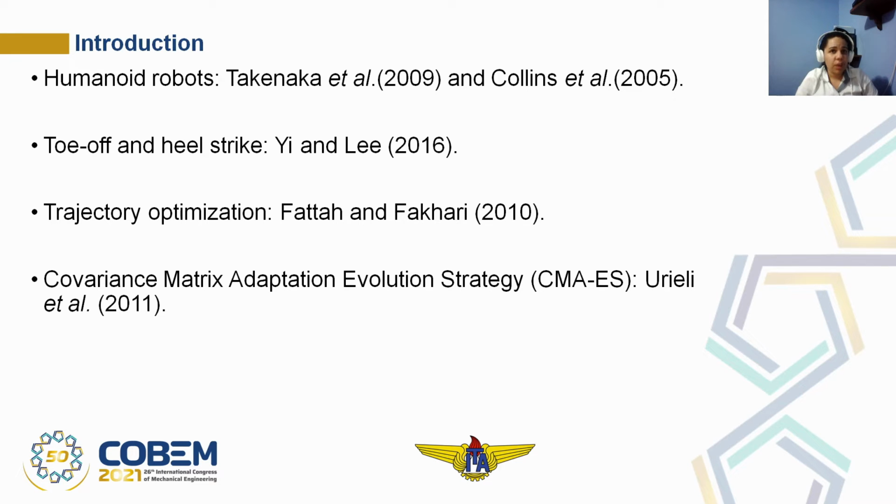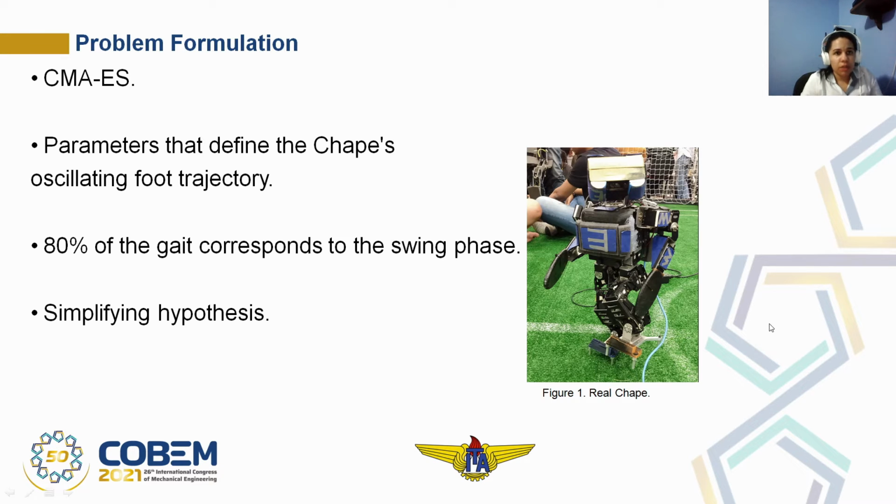Fatah and Facchini employed polynomial interpolation to optimize the position and angle of the oscillating leg foot for less energy expenditure. We use the covariance matrix adaptation evolution strategy because it is used to study humanoid movement, especially in 3D humanoid robot soccer. Our problem formulation.